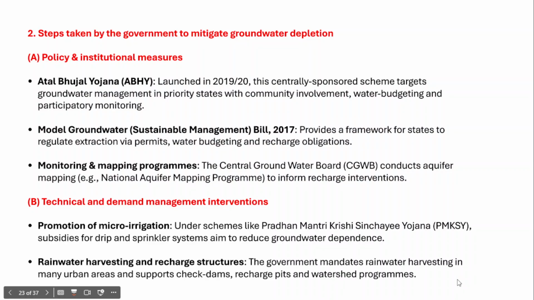So let's understand what steps are taken by the government to mitigate the groundwater depletion, where you need to write a series of programs and schemes that the government has launched along with other initiatives. So if we talk about the policy and institutional measures taken by the government to mitigate groundwater depletion.